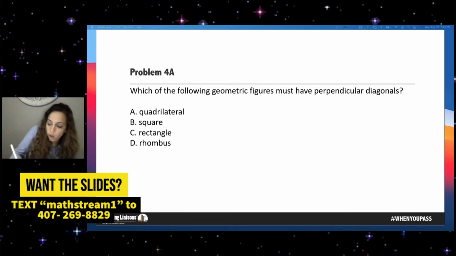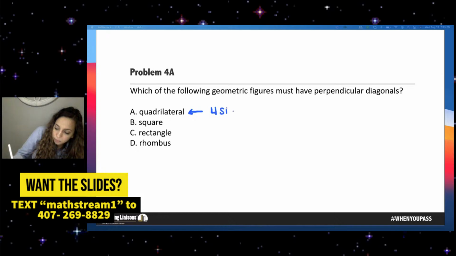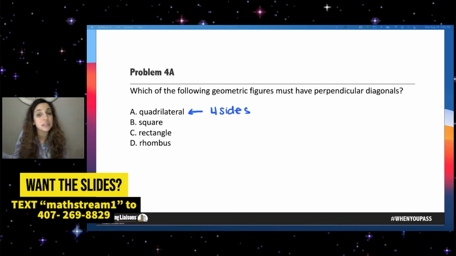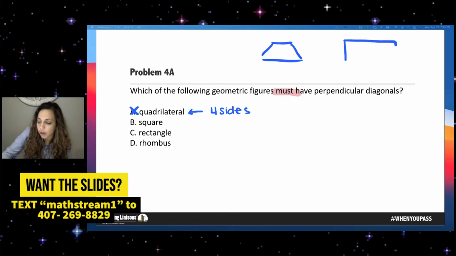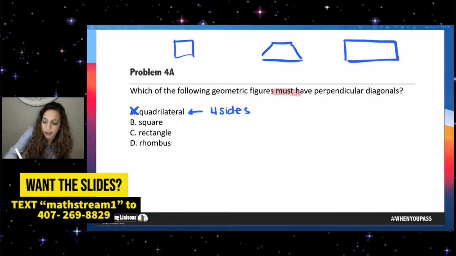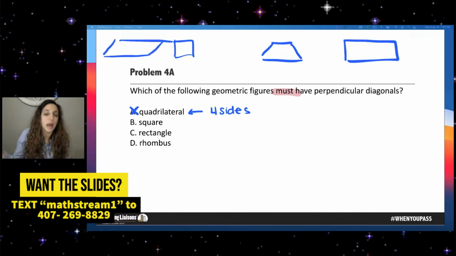Well, we know a quadrilateral is a shape with 4 sides. Could it have perpendicular diagonals? Yeah, it could, but it's not a must. So that's automatically out because there's a lot of different kinds of quadrilaterals. We have trapezoids, we have rectangles, squares, parallelograms. I mean, I could go on and on with quadrilaterals, but they don't have to have perpendicular diagonals. A square, a rectangle, or a rhombus.